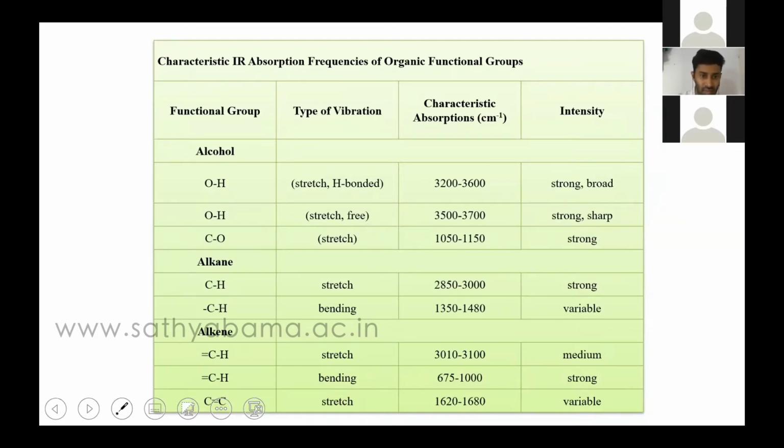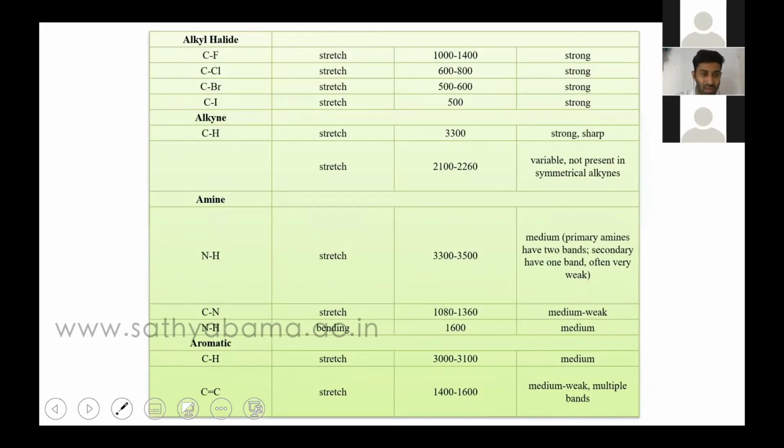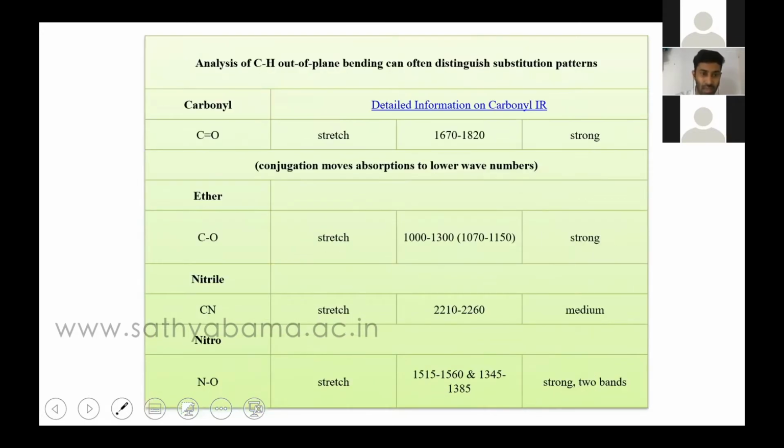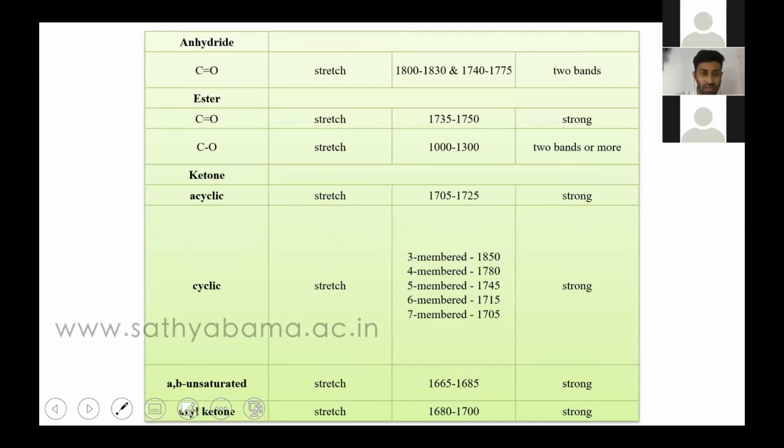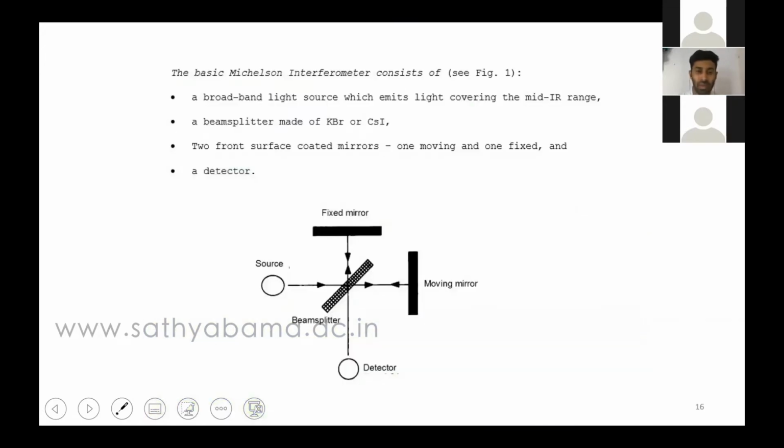And likewise, the same way for alkanes and alkenes, amines, aromatics, C-C, ethers, nitro, carbonyls, aldehydes, amides. This you can Google and you can find it. So it's not a big deal. So these are all the basic components present in the FTIR.